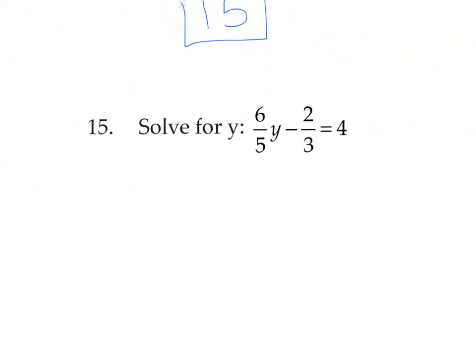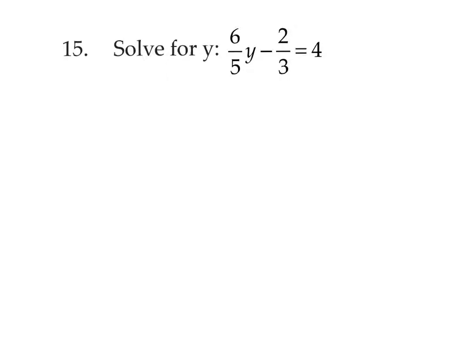All right, number 15. Ooh, we've got an equation with fractions in it. 6/5 y minus 2/3 equals 4. You might remember from the lesson that when you have more than one fraction in the equation, it's best to clear the fractions first.